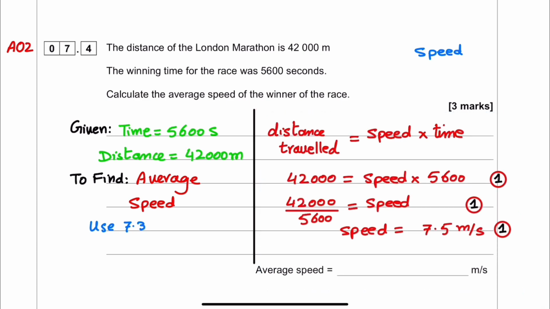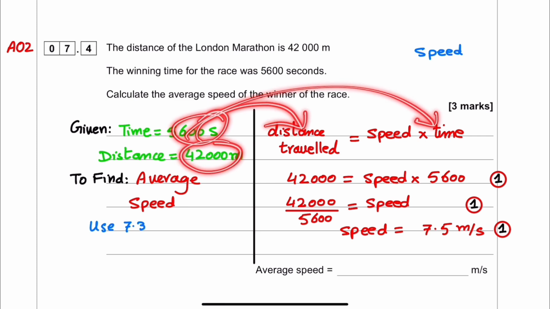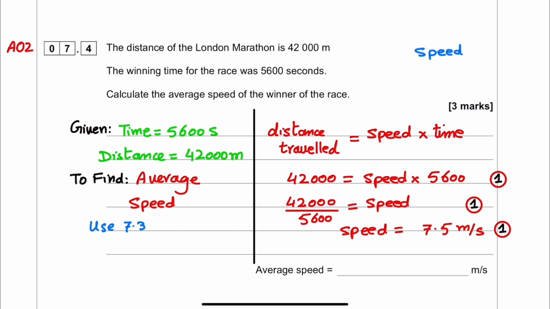In 7.3, we use the formula that distance traveled is equal to speed into time. The distance traveled is 42,000 meters. Speed we need to find, and the time taken is given here, 5600. So we will use both the values in our formula. By rearranging the formula, we will get 42,000 over 5600. By using the calculator, we will get the answer. Speed is equal to 7.5 meters per second. The marks distribution is given along each step.